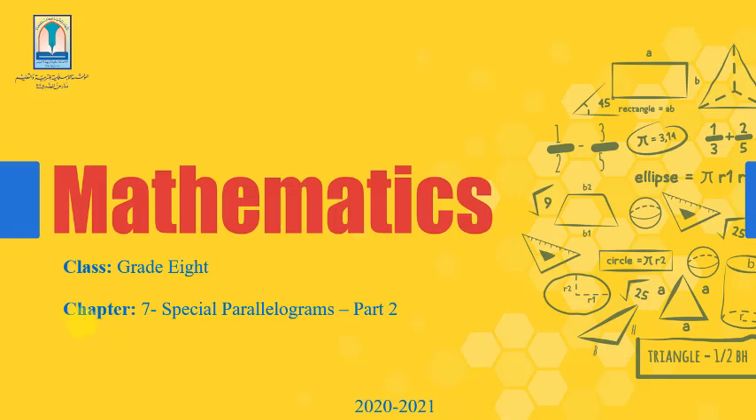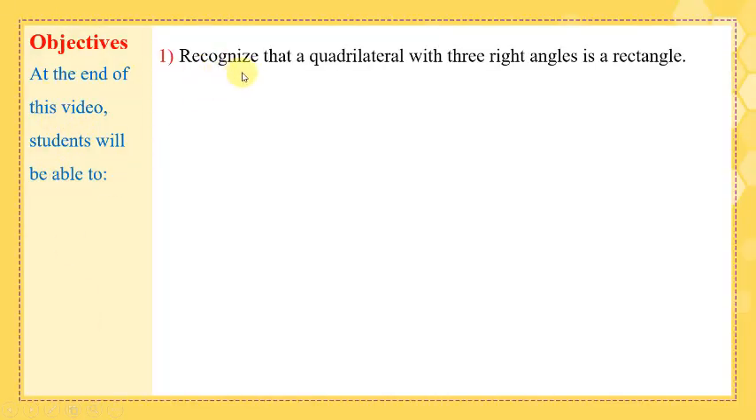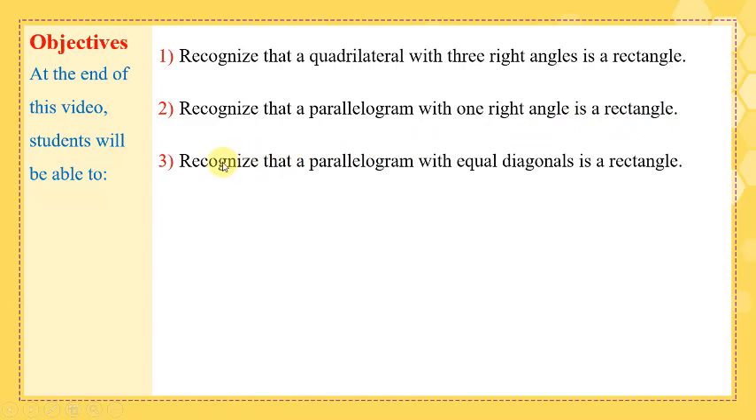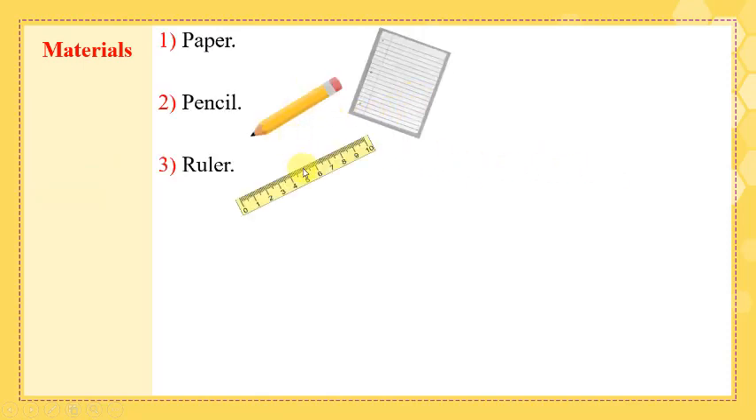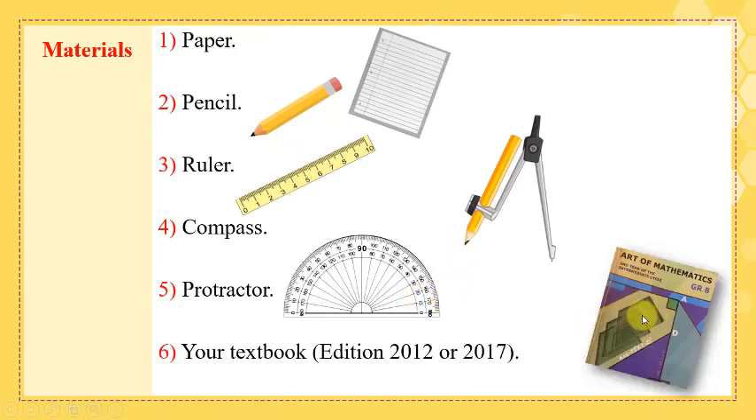Today we'll continue Chapter 7, Special Parallelograms, Part 2. At the end of this video, students will be able to recognize that a quadrilateral with three right angles is a rectangle, recognize that a parallelogram with one right angle is a rectangle, and recognize that a parallelogram with equal diagonals is a rectangle. Please prepare paper, pencil, ruler, compass, protractor, and your textbook.